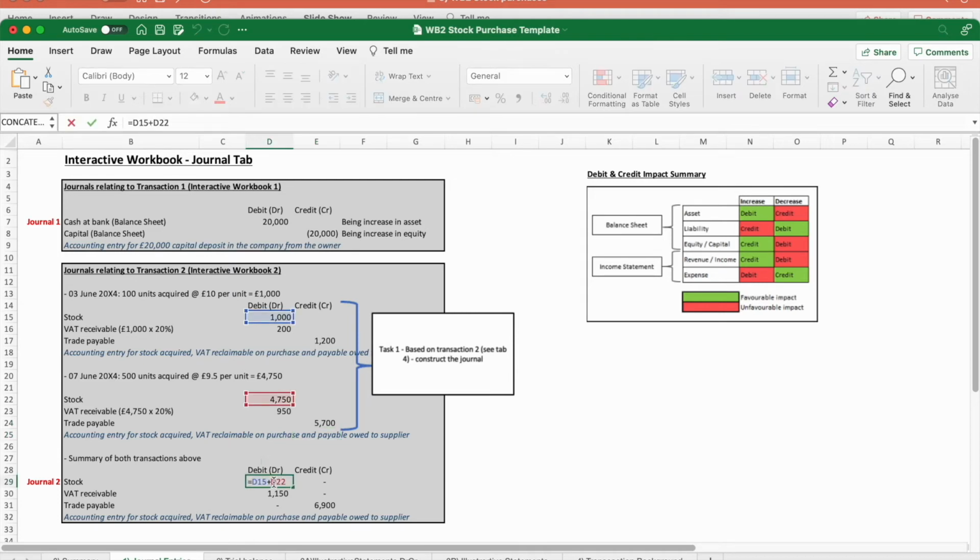So this is just basically added the relevant debits and credits. So now we're going to move on to tasks. So that is task 1 complete. That's good. We need to now reflect this in our trial balance. So stock was 5,750 of a debit. So let's just do that one first.